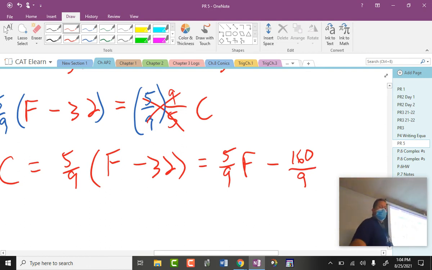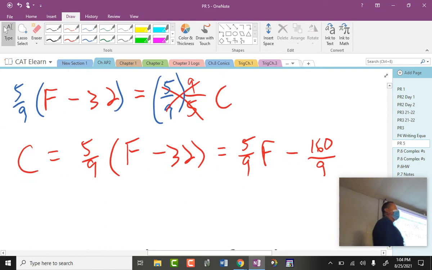So that's if you distributed and didn't use your calculator. And that's true. I do want you to know that 5 only gets multiplied by 32. That's how you multiply fractions. Numerators times numerators, denominators times denominators. The denominator is 1 here, so 1 times 9.